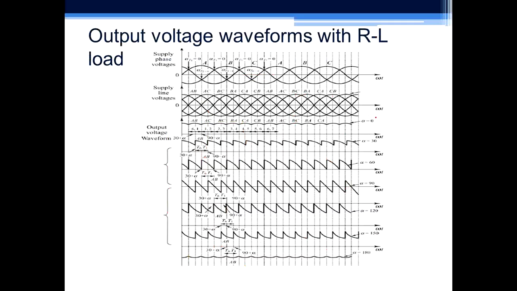So here different waveforms are drawn. For alpha equals 0 we get this waveform, positive voltage. For alpha equals 30 we get this voltage. For alpha equals 60 we just did this. So we get positive voltage, positive current.